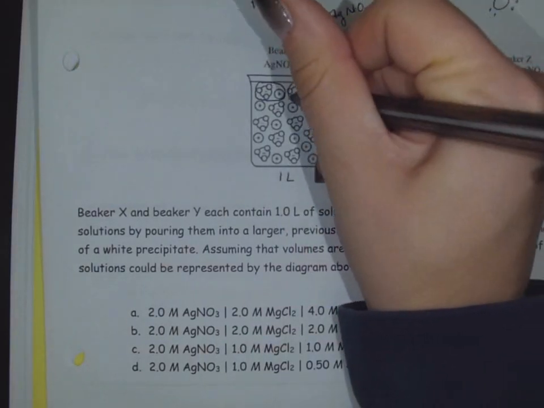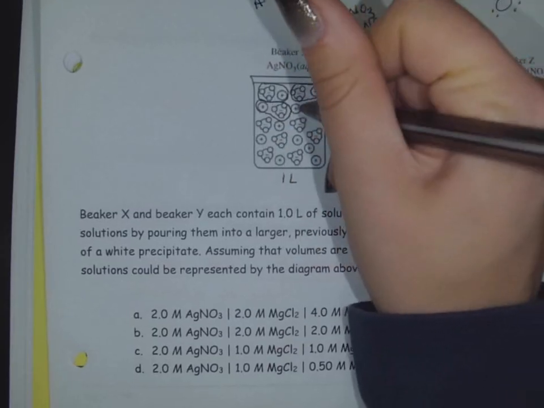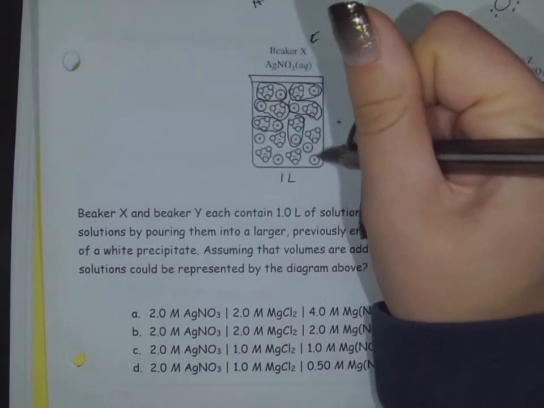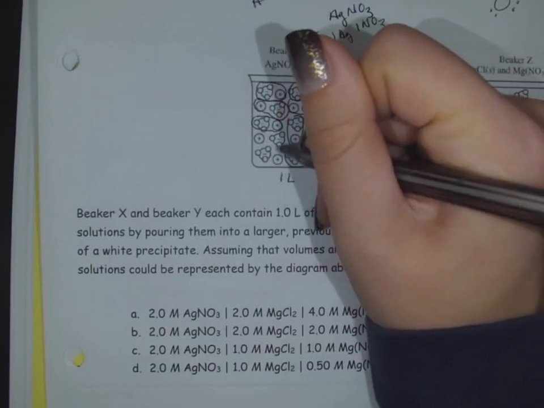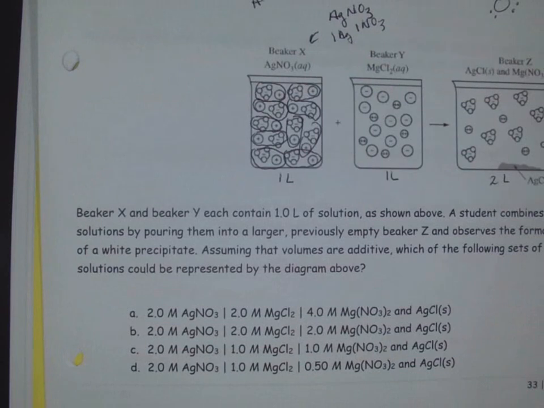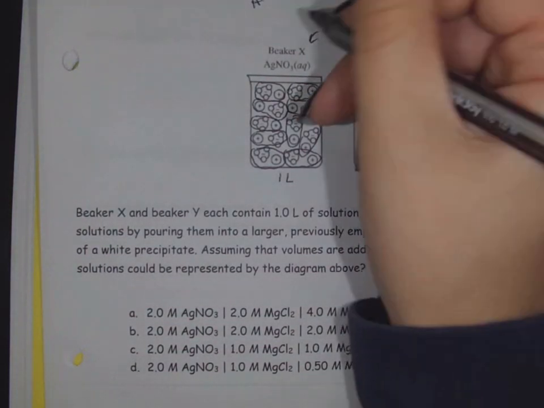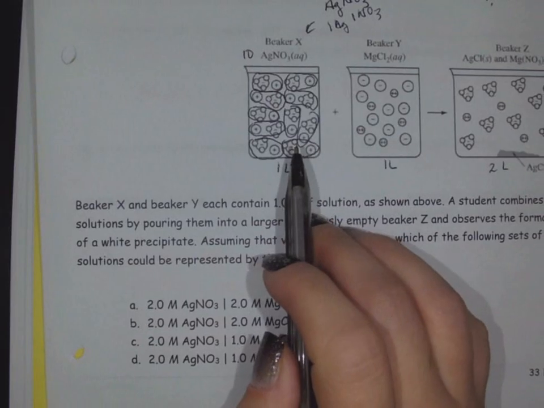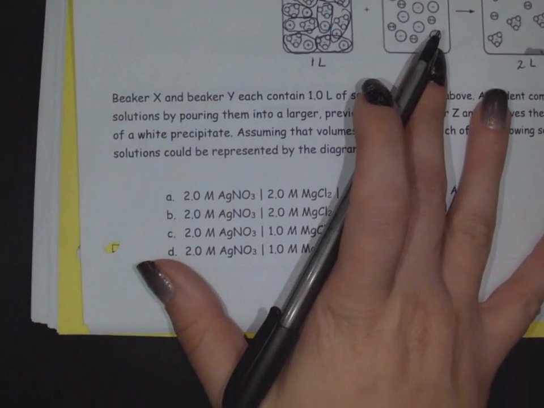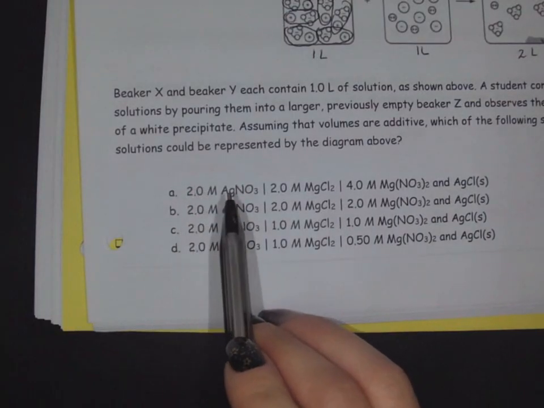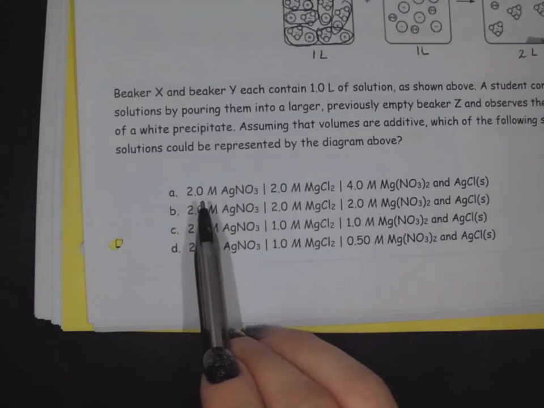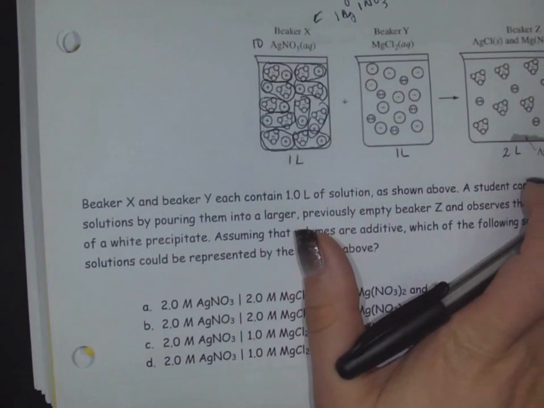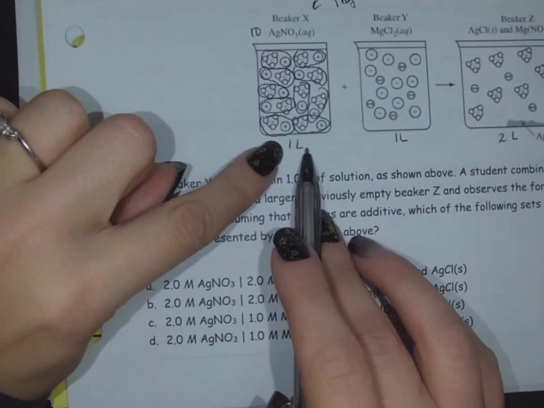So there's 1, 2, 3, 4, 5, 7, 8, 9, 10. Okay, there are 10 of these silver nitrates inside the 1 liter. And just based on the answer options, because look here, our only answer option for silver nitrate is a concentration of 2 molarity. So 2 molarity on this image must be represented with 10 of the items in 1 liter.